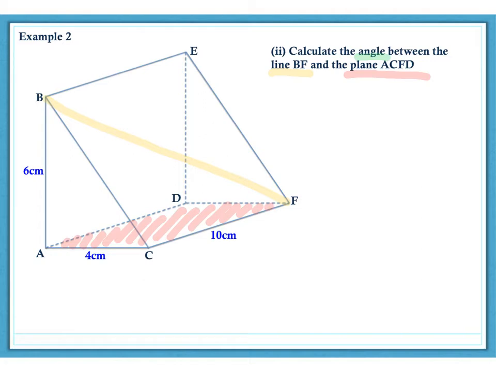Now, how do we know which angle to find? Because there are so many possibilities. Here's the trick. Draw a vertical line down from the highest point, which is B, down to the ground, like that. From there, join the point that you reached back to the point you started from here, which is F. The angle you want is this angle here, because it's the angle between the line BF and this plane which we have shaded in red.